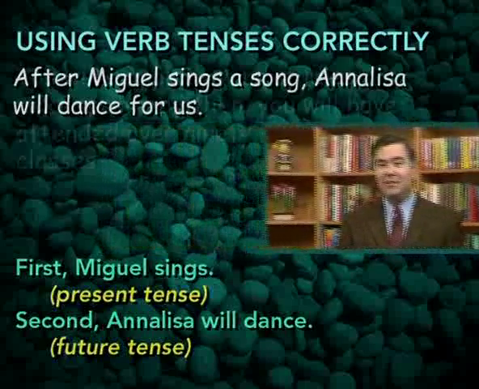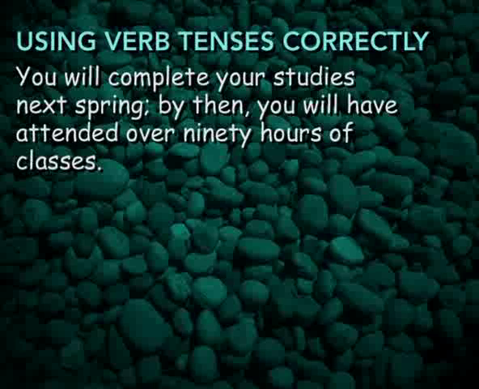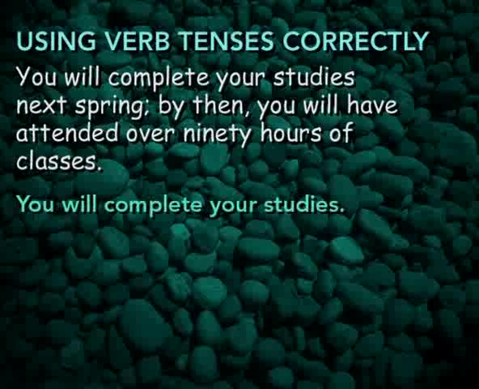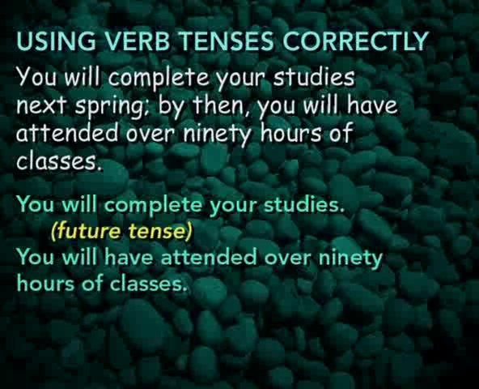One more example. You will complete your studies next spring. By then, you will have attended over 90 hours of classes. Once again, there are two events described in this sentence. The first event is your completing your studies. That's described in the future tense because it's something that's going to happen in the future, specifically next spring. You will complete your studies. That's the future tense. Now, what about the attending of over 90 hours of classes? Well, that's something that's going to happen prior to your completing of your studies.